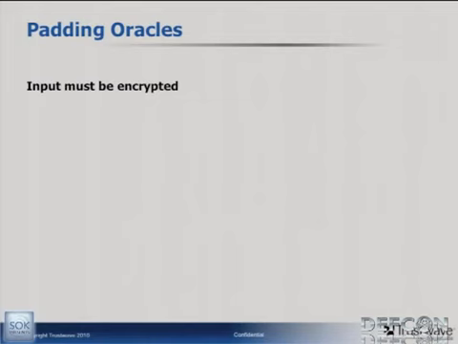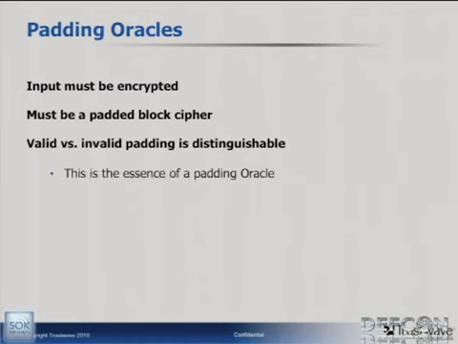I also wanted to mention padding oracles. With a padding oracle, the input has to be encrypted with a padded block cipher. With stream ciphers, you're encrypting one byte by one byte, so the end of the plain text is just where the text ends, and not where you've put some arbitrary marker. It also has to be distinguishable when you've passed something in that has valid padding or invalid padding. And this is the essence of a padding oracle.